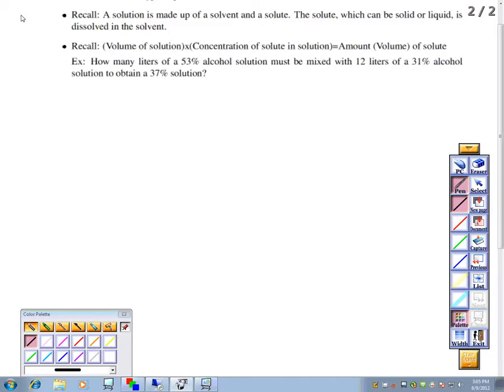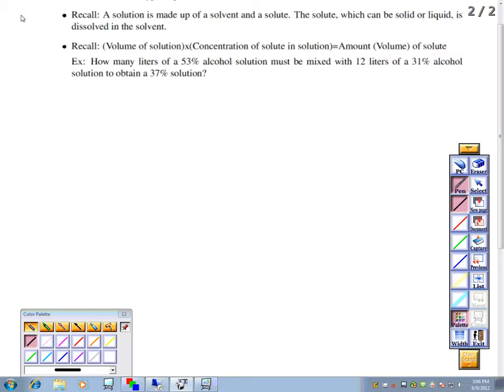I want to remind you that a solution is made up of a solvent and a solute. The solute is dissolved in the solvent, so there are two parts that make up the solution. We also know that the volume of a solution multiplied by the concentration of the solute in the solution gives us the volume of just the solute, so the amount of solute in the solution.